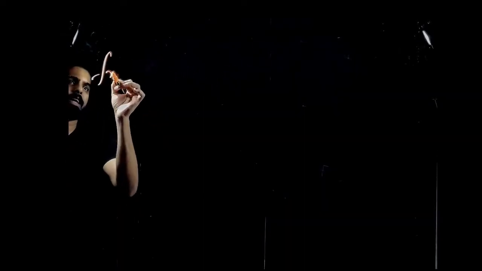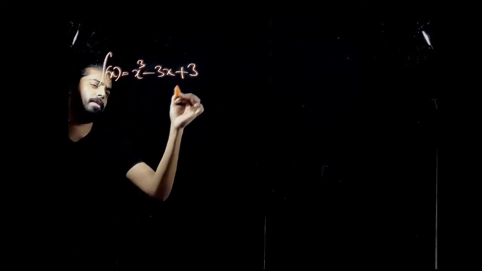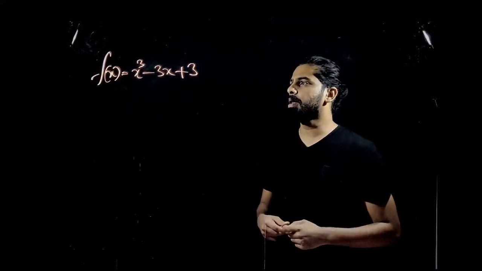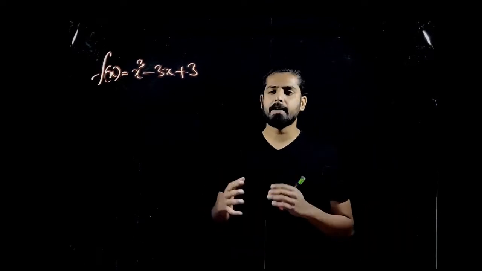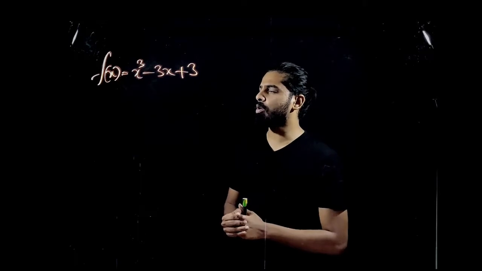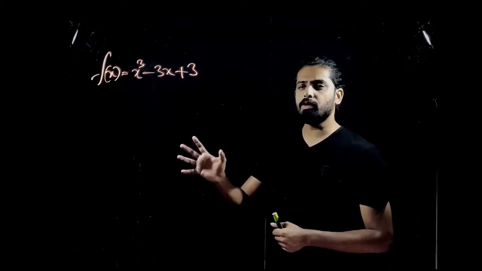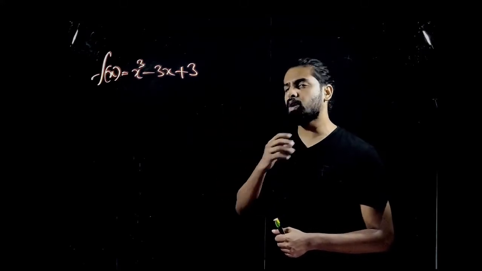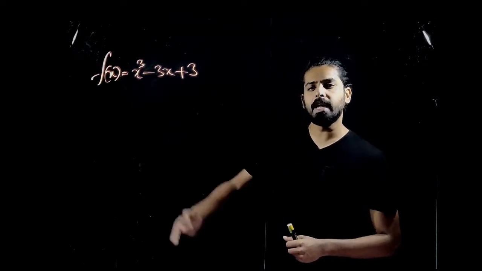Let's do a problem. Suppose f of x is equal to x cubed minus 3x plus 3. We need to find the local maxima and local minima of this function by the second derivative test. The working rule is: first differentiate this function, equate it with 0, and solve to find the points of local maxima and local minima, then check which point is local maxima and which is local minima by finding the second derivative.